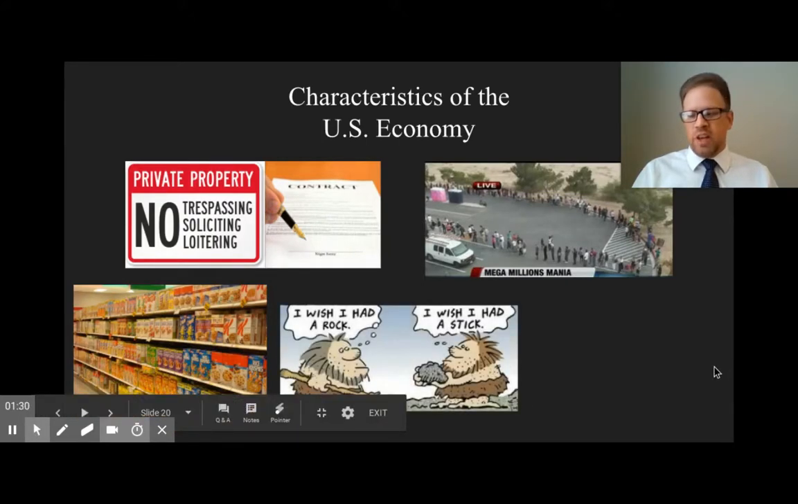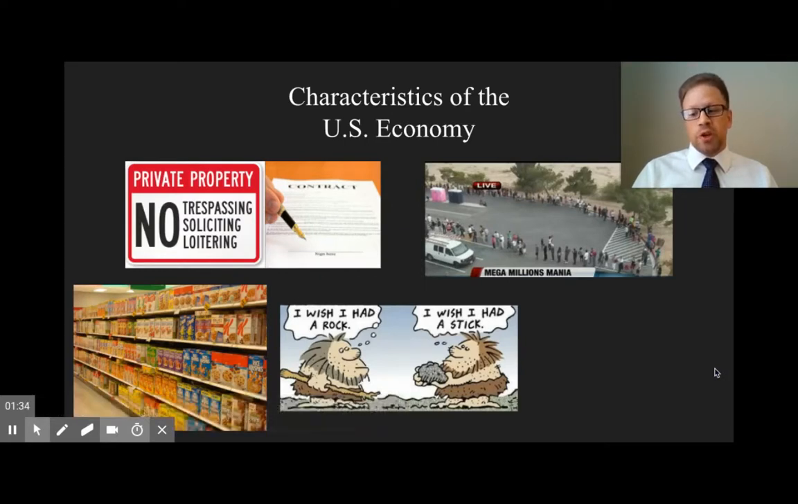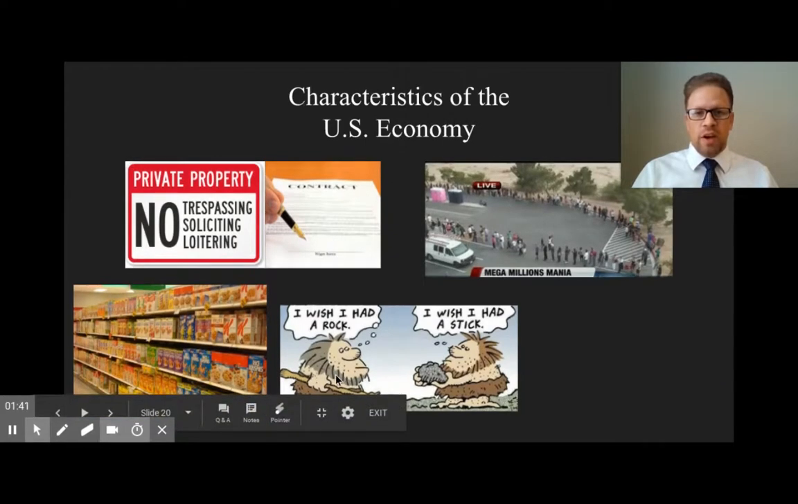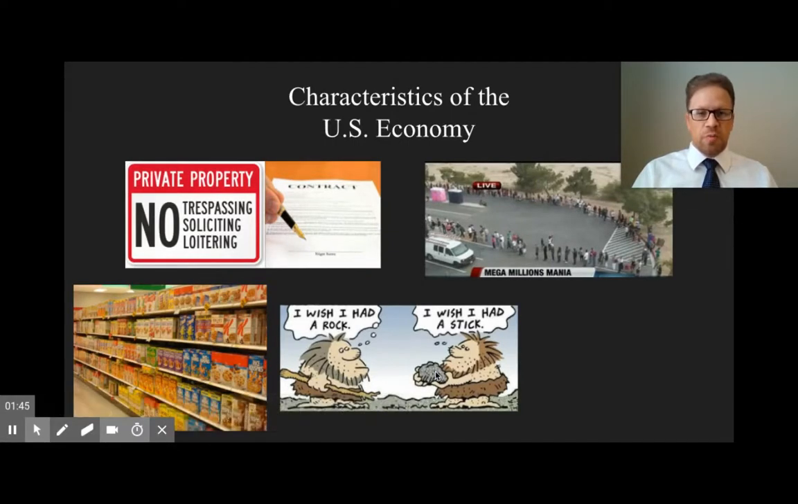Also, in the United States, we have something called voluntary exchange, which means consumers and producers only engage in trade when both parties expect to benefit. So if you have a stick and you wish you had a rock, and you have a rock and you wish you had a stick, then generally speaking, you're going to make that exchange if it's going to benefit both of you. But if both of them had a rock and they both wanted a stick, then they're not going to just exchange rocks.